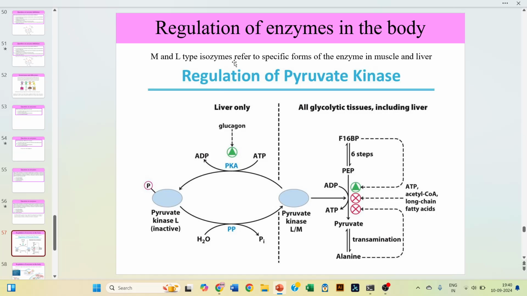M and L isotypes refer to the specific forms of the enzyme in muscle and liver respectively. Okay, so there is ATP, there is acetyl coenzyme A, there is long chain fatty acids. All of these are regulating the activity of pyruvate kinase. Similarly, only in the liver, glucagon is affecting the activity of the pyruvate kinase enzyme.